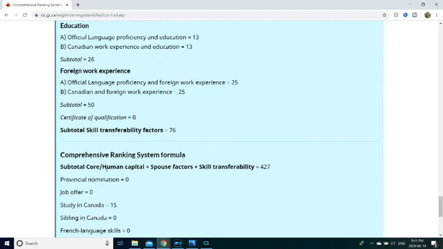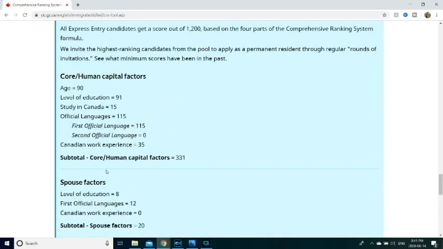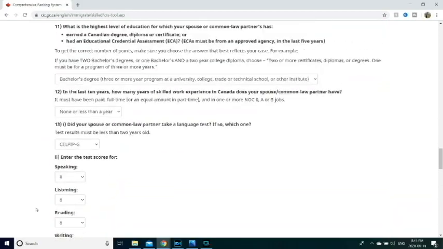So I ran a few scenarios for you guys. You can have a look at what you want to do. I just wanted to show you a few things.